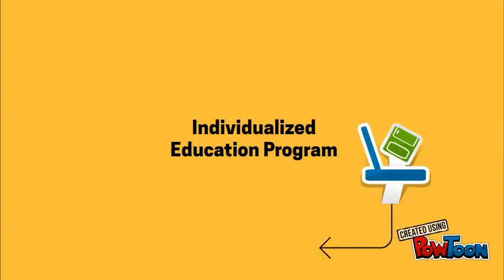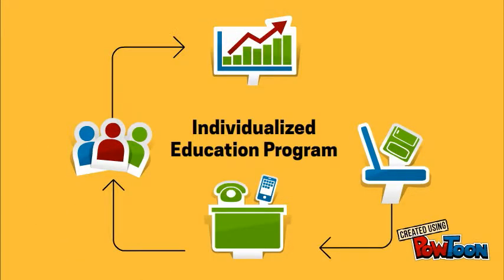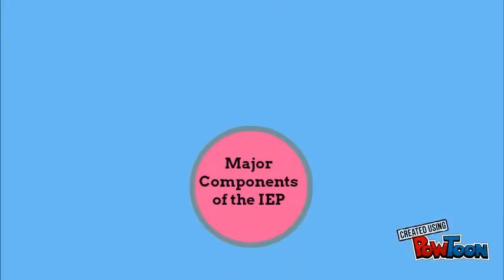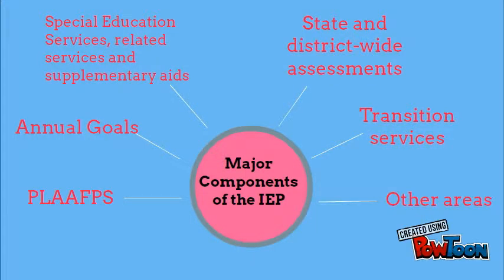The individualized education program is also part of the ARD process. The ARD committee develops the IEP for the specific needs of the child. Major components of the IEP include the present levels of academic and functional performance, annual goals, a description of the special education related services and supplementary aids and services that will be provided.